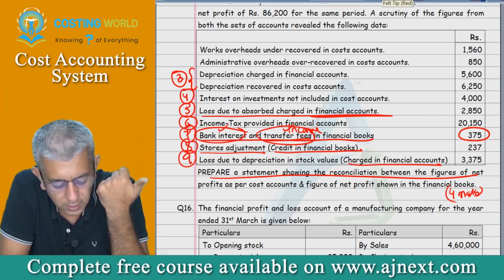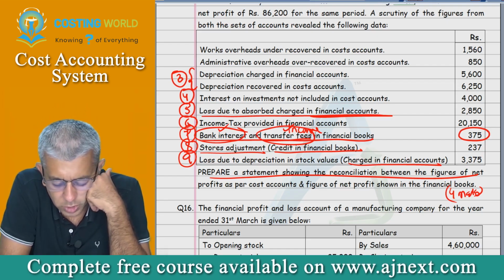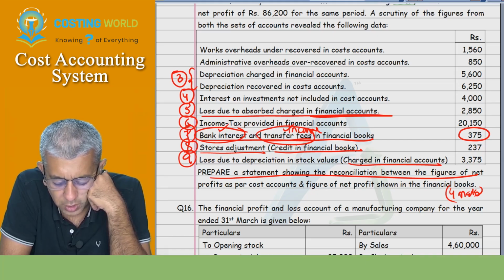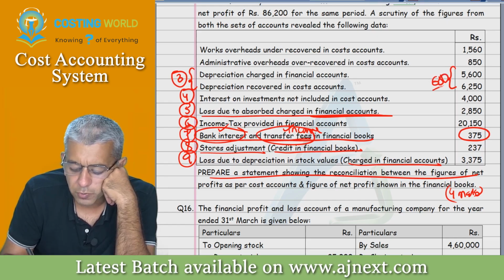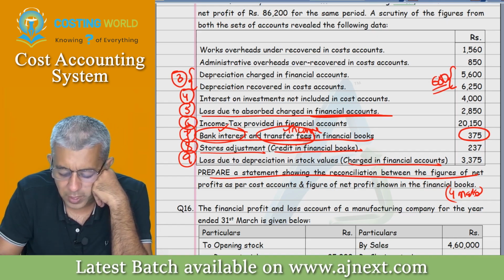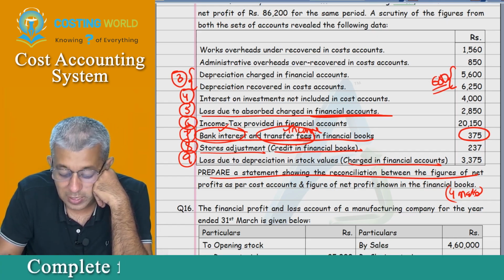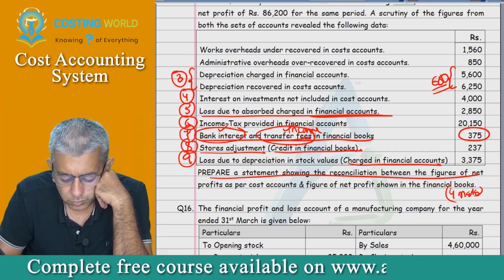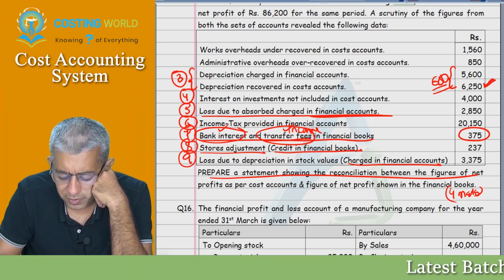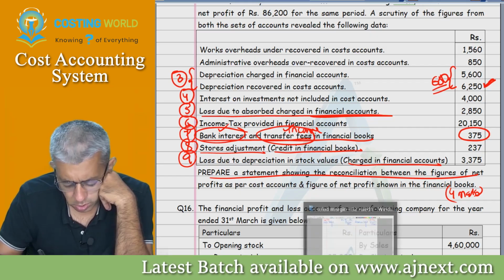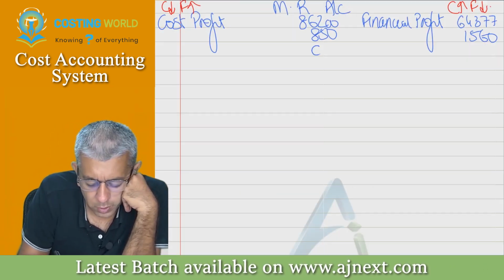Done, sir. Okay, then. Now, third, depreciation charge in financial accounts, depreciation recovered in cost accounts. There is a difference of 650 rupees over here. First of all, you all tell me, 650 rupees difference will be coming where? On the debit or on the credit side? Think. Debit. Costing expense is higher. So costing profit will be lower, no? Yes, sir. So therefore it will be coming on the debit side.